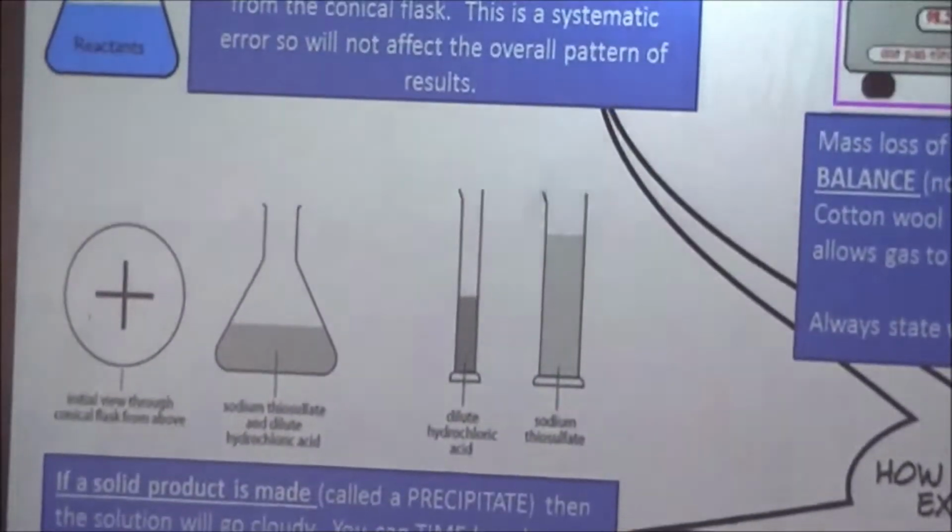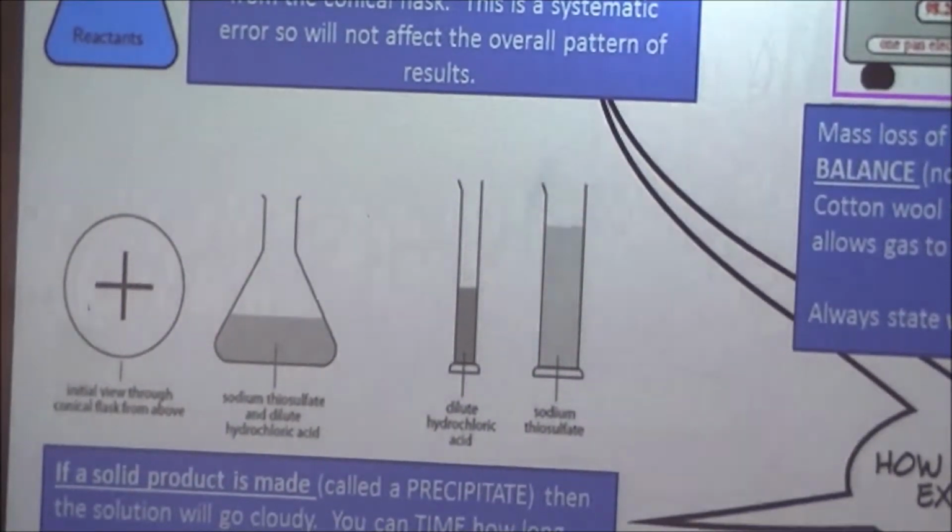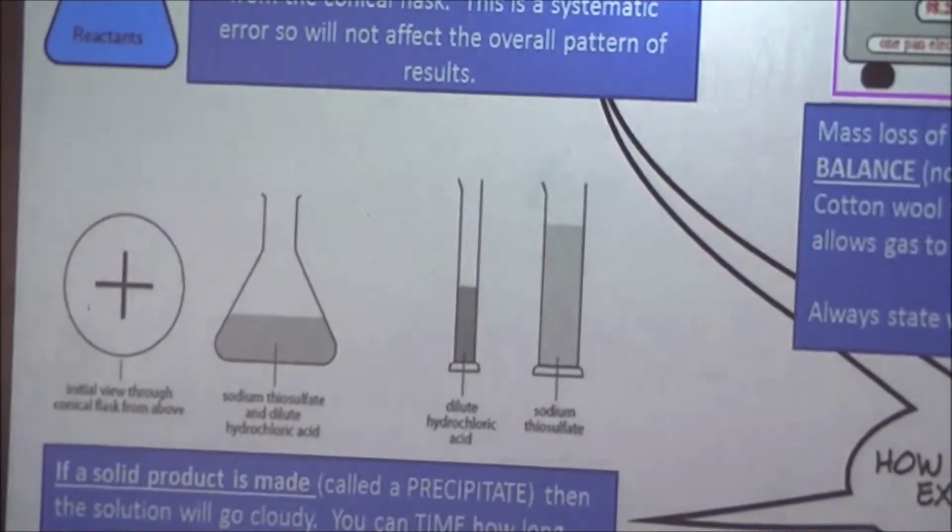Right, if they gave you those pieces of apparatus and they said, write an investigation or write a method, describe how you'd use this equipment to investigate the effect of temperature on the rate of reaction, what are you going to do? Let's look at how you'd write that method using our 7 steps we saw in our previous video. Right, let's have a go.